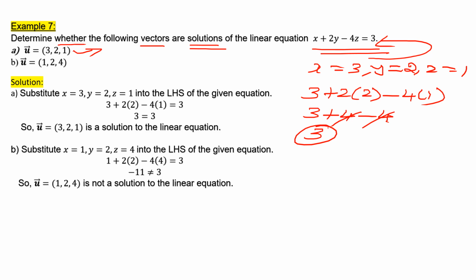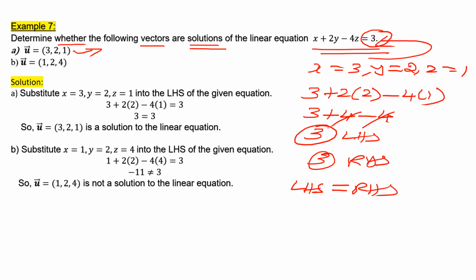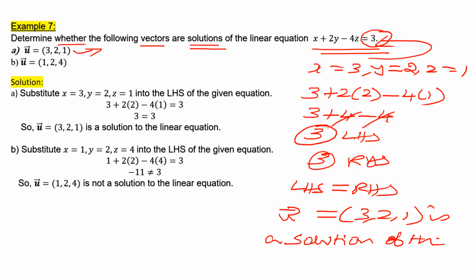So 3 is the left hand side of the equation. What is on my right hand side? 3. Okay. So 3 is on the right hand side of the equation. So that means I can say left hand side is equal to right hand side. So the given vector (3, 2, 1) is a solution of the equation.